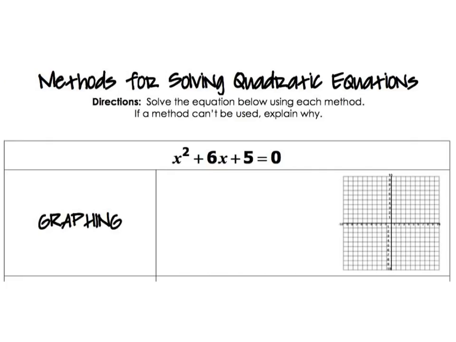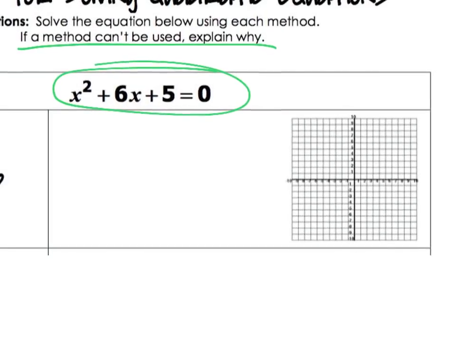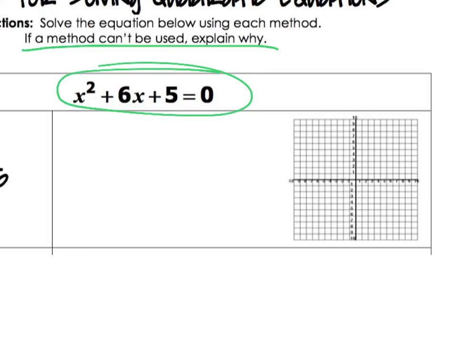All right, so I just want to review all the different methods that we've learned so far for solving quadratic equations, so you can compare them and see the difference. Our objective here is to solve this quadratic equation by all 5 methods if we can. If a method can't be used, we want to explain why. First we're starting off by trying to solve this by graphing. I'm going to zoom in so we can see the graph a little better.